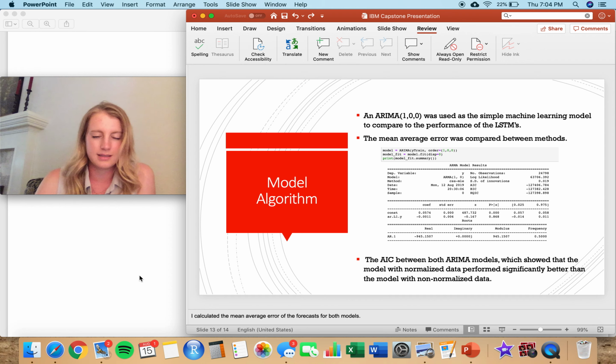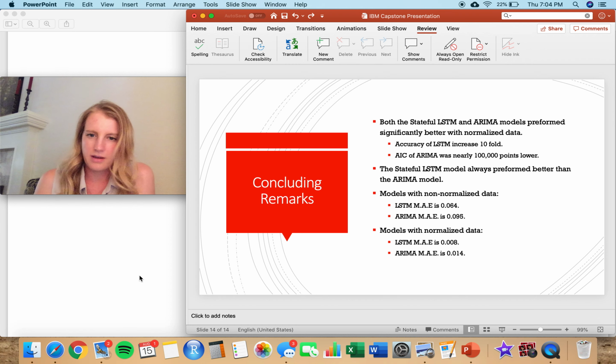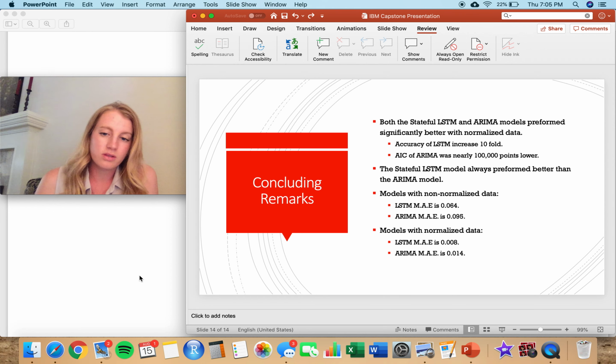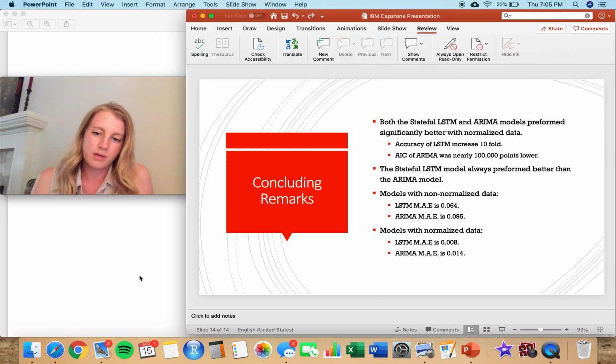To conclude some of my findings from this study, both the stateful LSTM and the ARIMA models performed significantly better with normalized data. The accuracy of the LSTM model increased nearly tenfold, and the AIC of ARIMA was nearly 100,000 points lower. A huge improvement. The stateful LSTM model always performed better than the ARIMA model, as it should. For models with non-normalized data, the LSTM mean absolute error is about 0.064, and the ARIMA mean absolute error is about 0.095. So again, LSTM performed better.